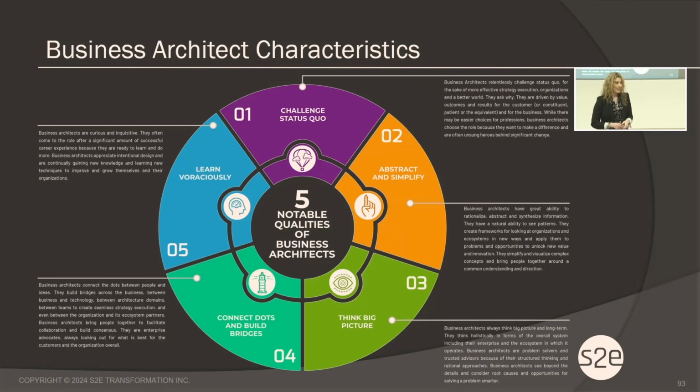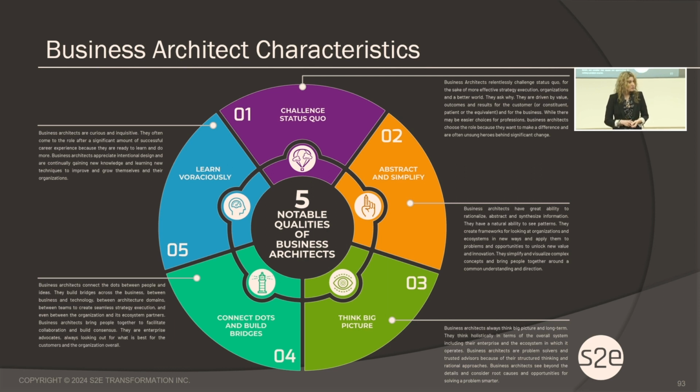A few characteristics of business architects. And I like to share these. You may not agree with all of them, or maybe you see some other ones, but I always kind of say you can see a business architect coming from a mile away, right? And they embody these types of characteristics. The first is challenging status quo. So asking why, or couldn't we do it better?